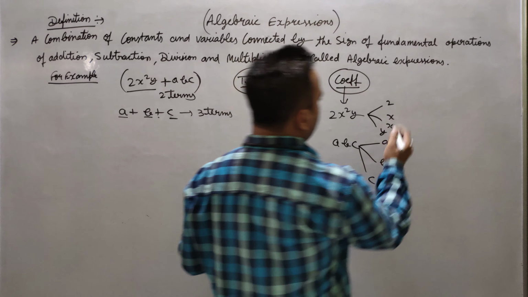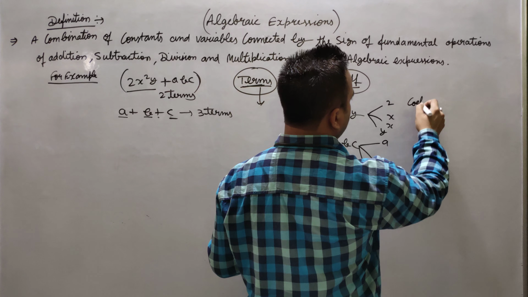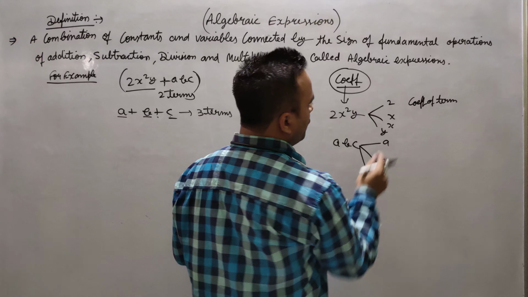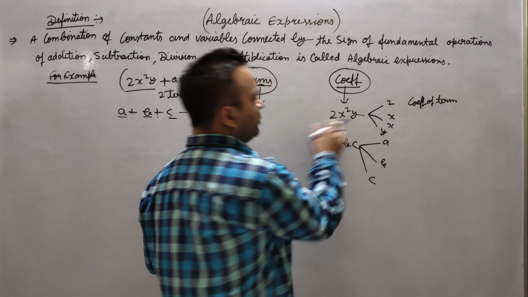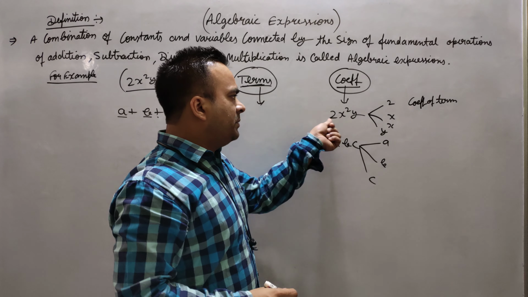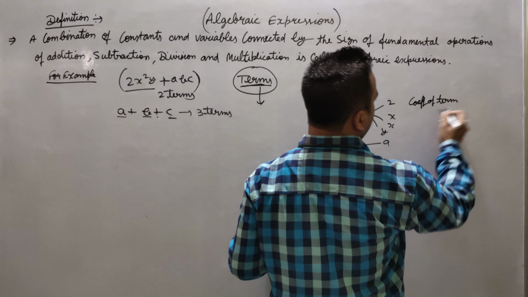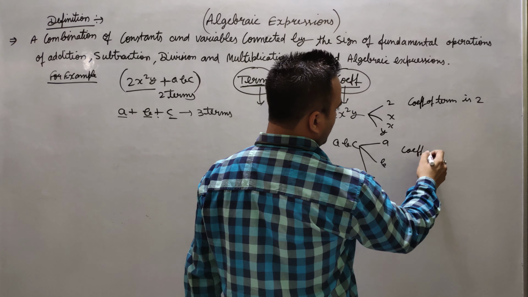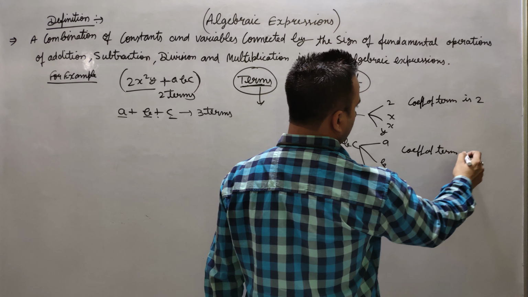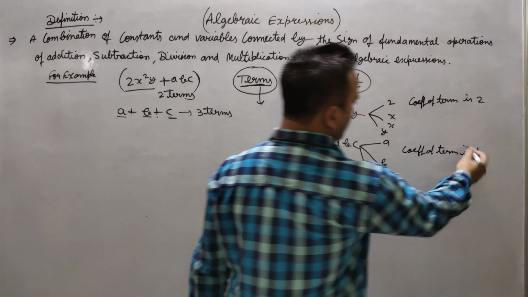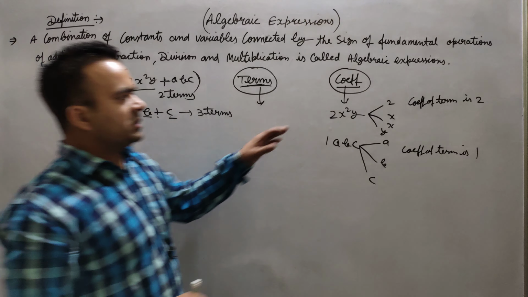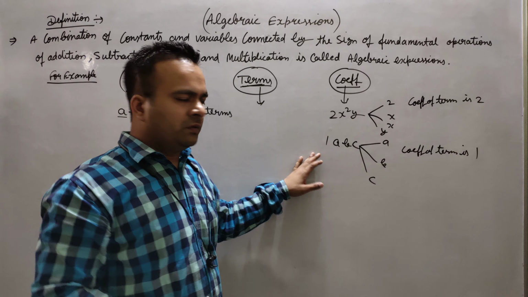Now after this, can we find the coefficient of the term? Coefficient of a term means whatever the numerical part is in this particular term. Numerical part means 2, so we will say the coefficient of the term is 2. In this case, the coefficient of the term is obviously 1, because there is no value, so we put 1 from our side. So this is the way to find the coefficient of a term.